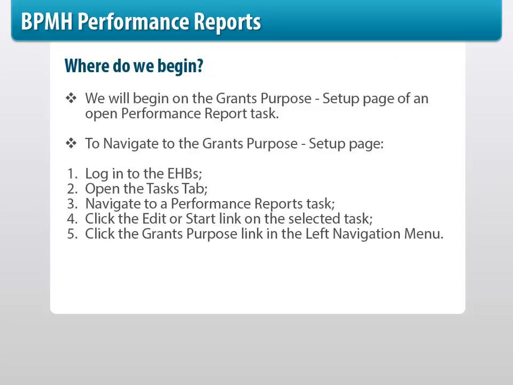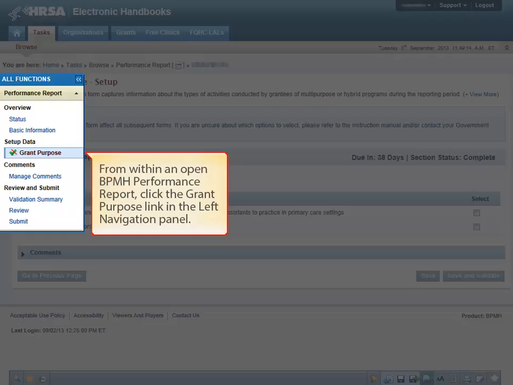We will begin on the Grants Purpose Setup page of an Open Performance Report task. To navigate to the Grants Purpose Setup page, log into the EHBs. Open the Tasks tab. Navigate to a Performance Reports task. Click the Edit or Start link on the selected task. Click the Grants Purpose link in the left navigation menu. From within an open BPMH Performance Report, click the Grant Purpose link in the left navigation panel.